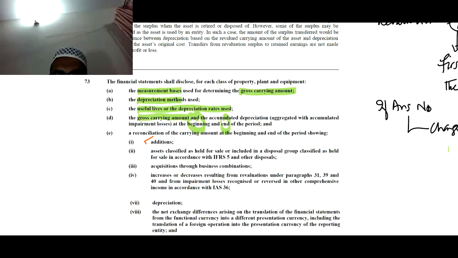IFRS 5 is not in the scope of this question. Acquisition through business combination, IFRS 3, IFRS 10, that is also not in this question. Increase or decrease resulting from a revaluation under paras 31 and 39. Okay.